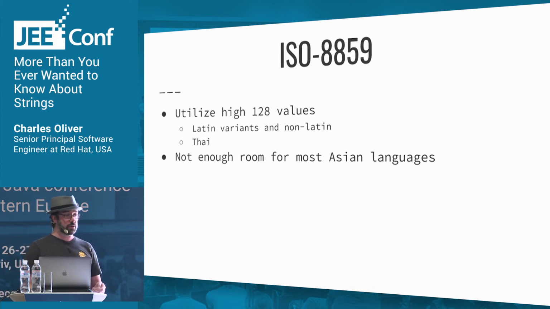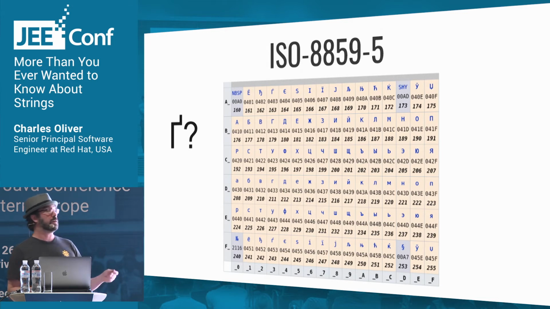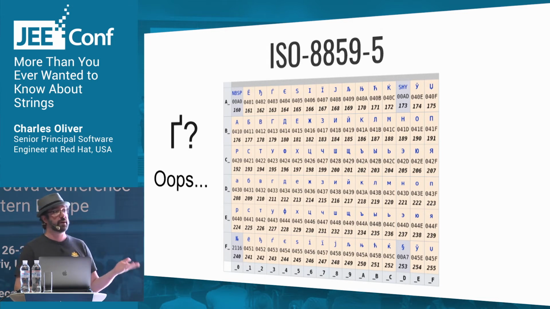We also had some early mistakes, such as this one. This is ISO 8859, an early attempt to represent the Cyrillic alphabet. It was very much focused at first on Russian, and then they added a few more characters here and there, but we're missing a few. So the Ukrainian character G is not in here. Oops, we made a mistake.